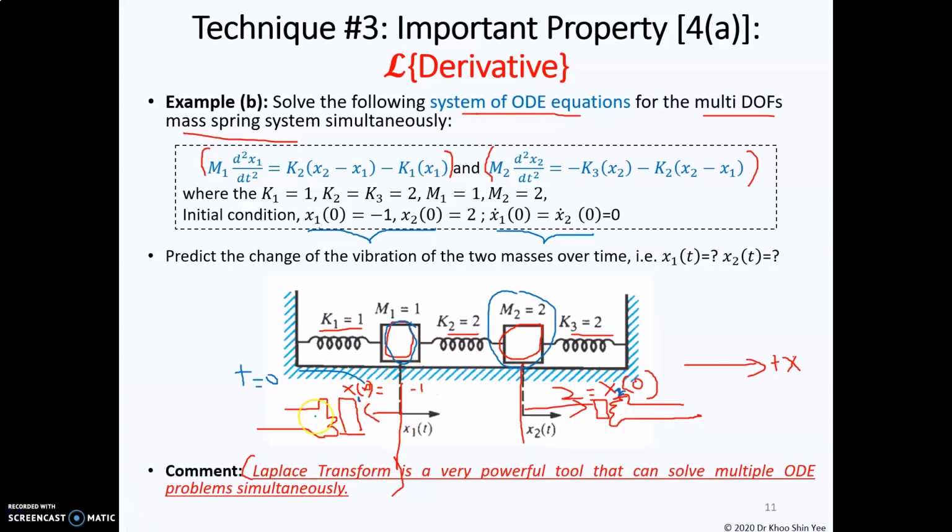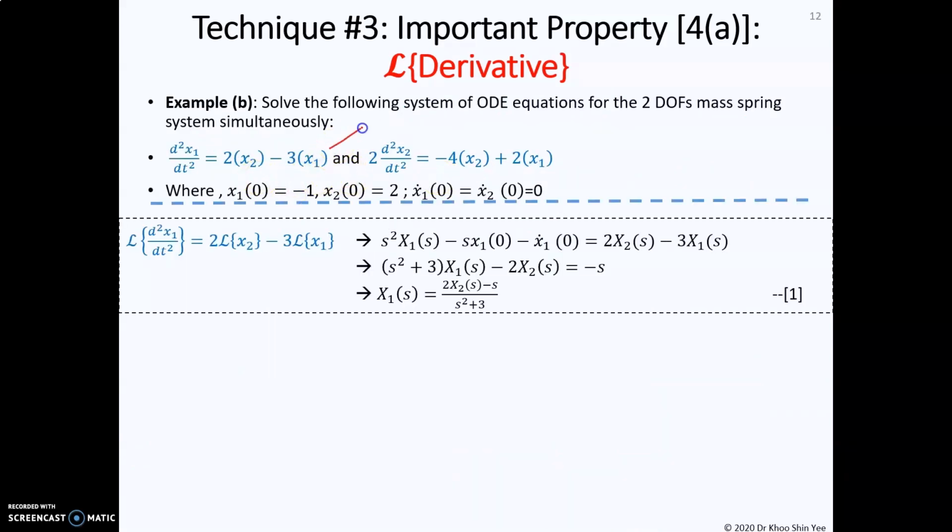What you want to predict is, when you release the block here, what is the vibration of the block 1, which is the x1(t) over time, and also what is the vibration for x2 over time. So these are the two solutions that you are looking for. In this example, we have two ODE, ODE1 and ODE2. So we will start to solve the ODE1 by applying the Laplace transform on both sides.